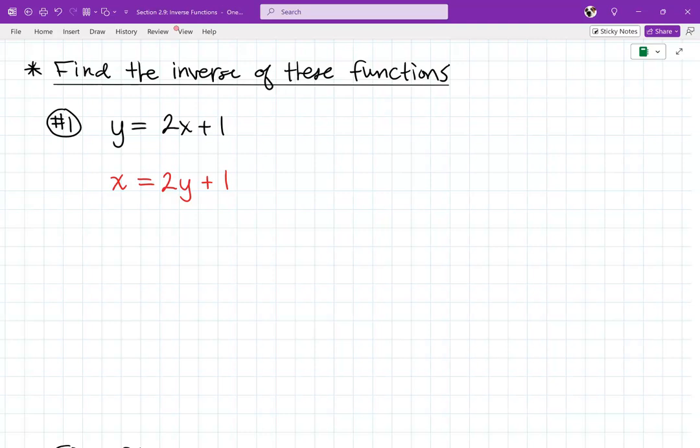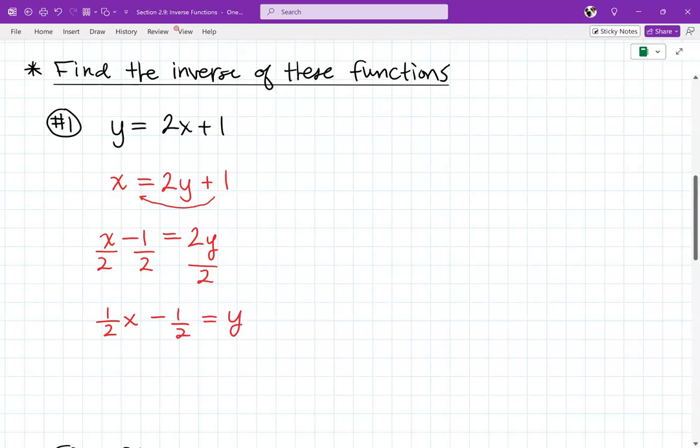Step 3, solve for y. Okay, so I'm going to have to move the positive 1 over here. So that gives me x minus 1 equals 2y. And then I'm going to divide everything by 2. Okay, so if I divide everything by 2, this is what I get. Well, it's x over 2, but if you guys don't mind, I'm going to write it as half x minus half equals y.